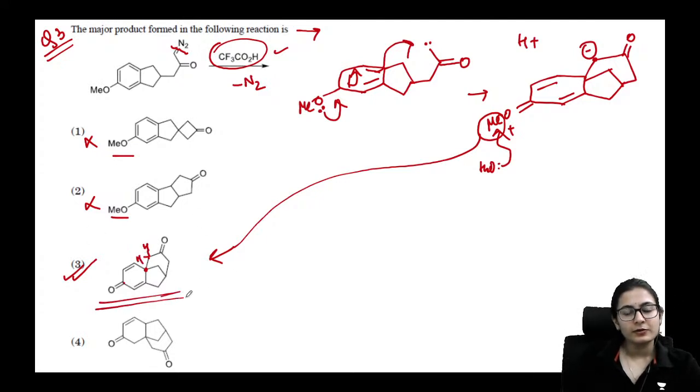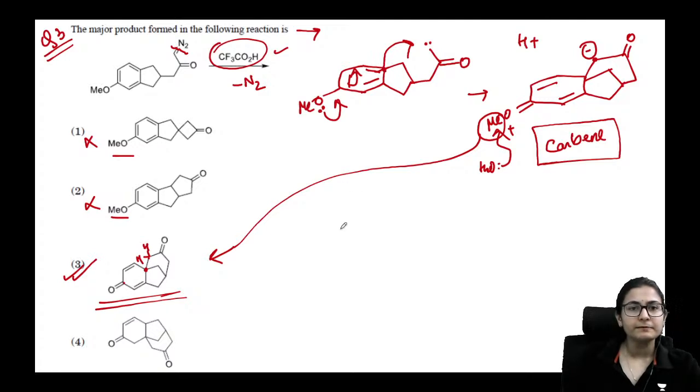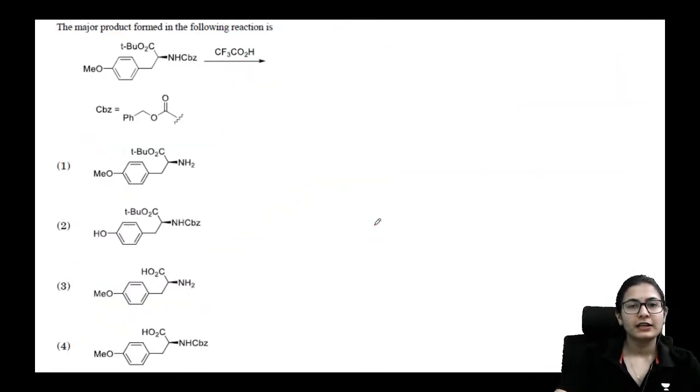Answer is going to be option number 3, through the formation of a carbene, which does not do the rearrangement, which is directly facing the nucleophilic attack from the aryl ring. Okay. So another important example where carbene is not doing a rearrangement or an insertion reaction. Look at this: the major product formed in the following reaction is, this is question number 4.